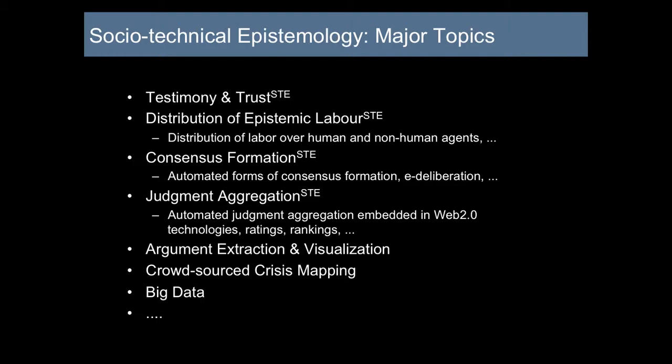Crowdsourced crisis mapping would be the idea of using web content in moments of crisis, be it during warfare, but also for bushfires, etc. And there are specific technical, but also ethical and legal challenges, which are colliding in these cases. The topic of big data is the last one, of course, which has increasingly received a lot of interest in the last years, and I want to focus on this for the remaining part of my presentation. So, what is big data?